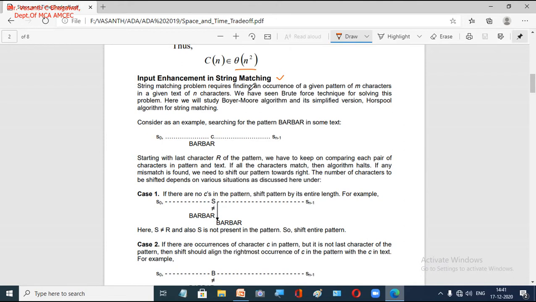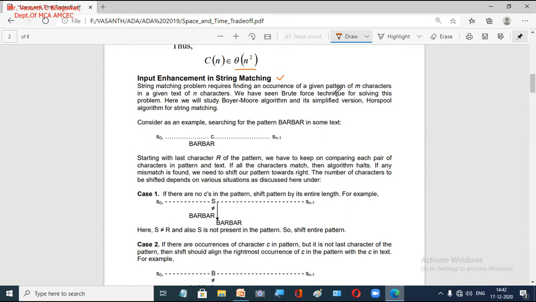We have already seen this problem and defined it in our brute force technique. String matching says that you are supposed to find an occurrence of a given pattern of m characters. You are given a pattern string of size m characters, and a text of n characters. We are supposed to find this pattern in the given text of n characters.